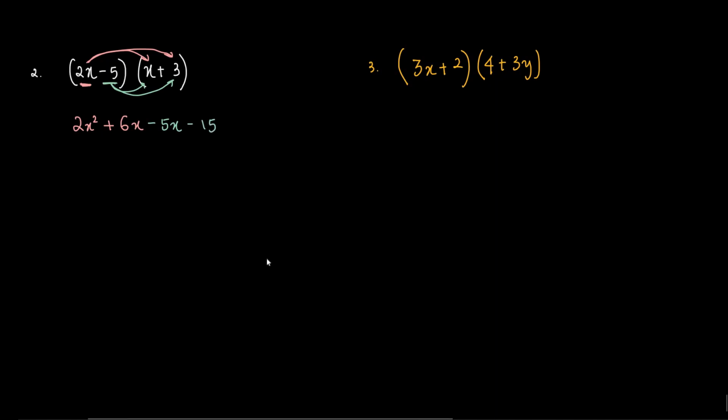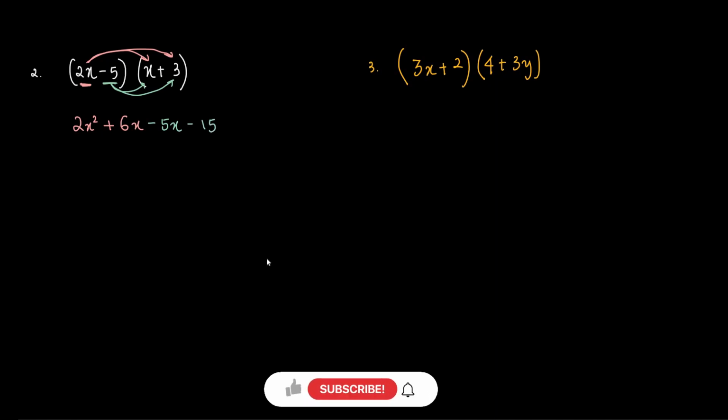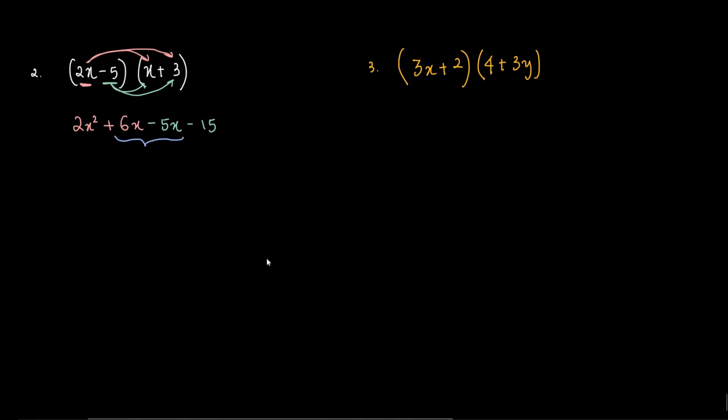Now, as you can see, we have two middle terms, the second term and the third term. They both have the same variable, so they are like terms. So plus 6x minus 5x is just plus x. So the answer is 2x squared plus x minus 15. Again, what we've ended up with is a quadratic expression where the first term is an x squared term, then we have an x term, then we have a constant, or a constant number.